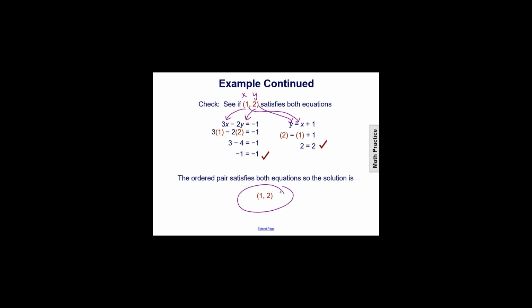We have 1, 2. So when solving using substitution, remember your 3 steps, and then it's good practice to check your solution. And we have this method that we can use to find solutions to systems without graphing.